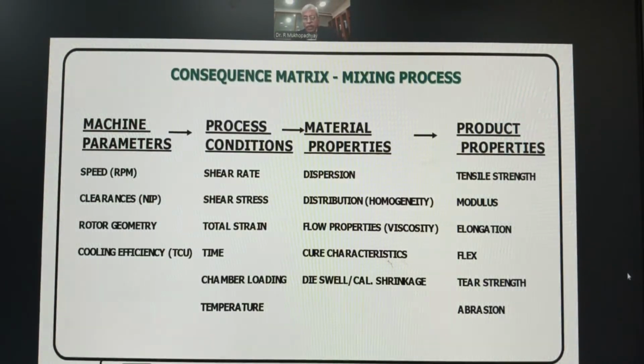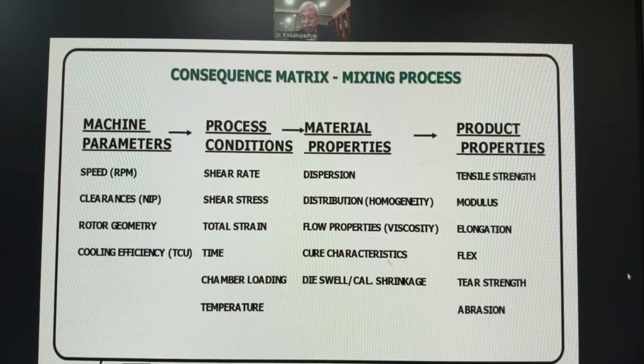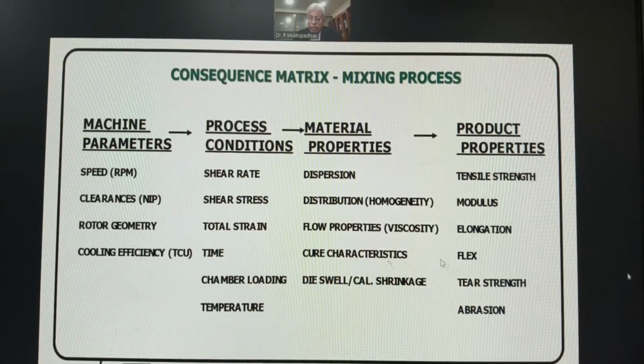Then you have to make a consequence matrix: the machine parameter, process condition, material properties, and the product properties. There is a correlation, and this consequence in the mixing process is a must, followed by the other processes. Then if you see the ultimate properties, it depends on the product properties, which depend on the material properties, which depend on the process condition, which depends on the machine parameter.